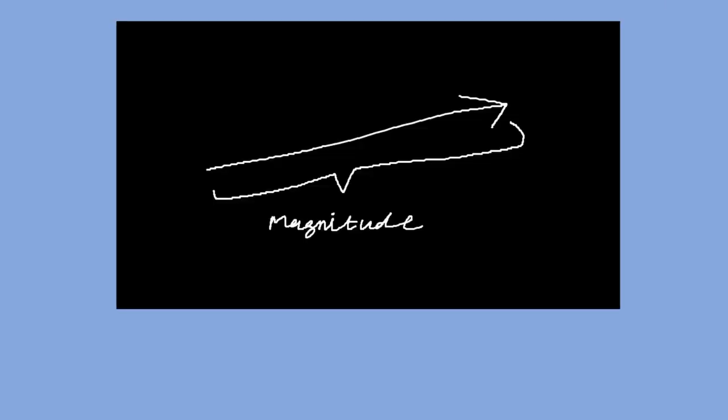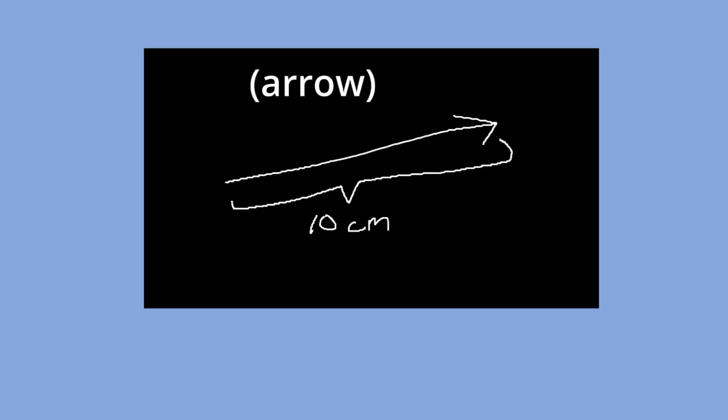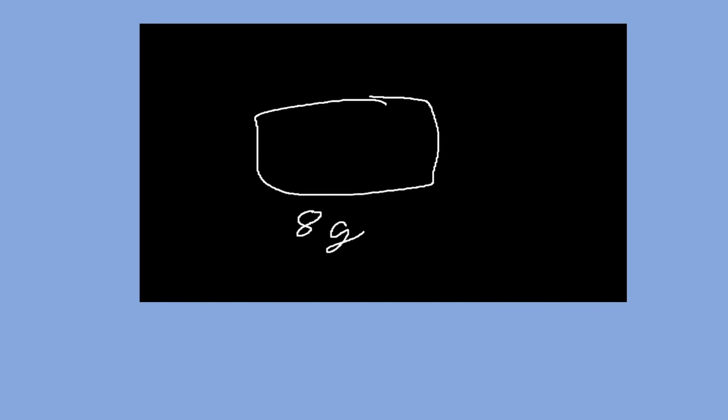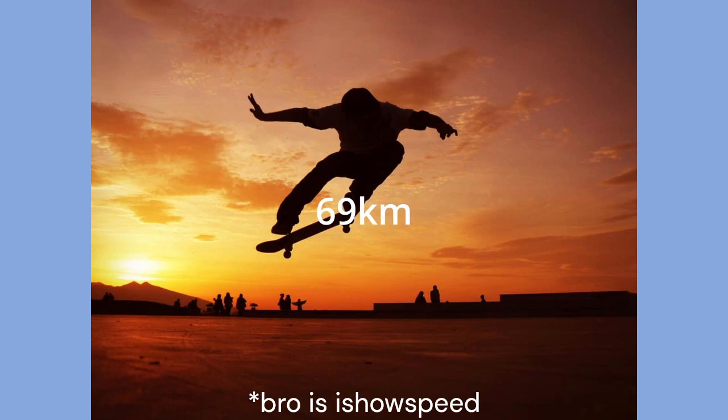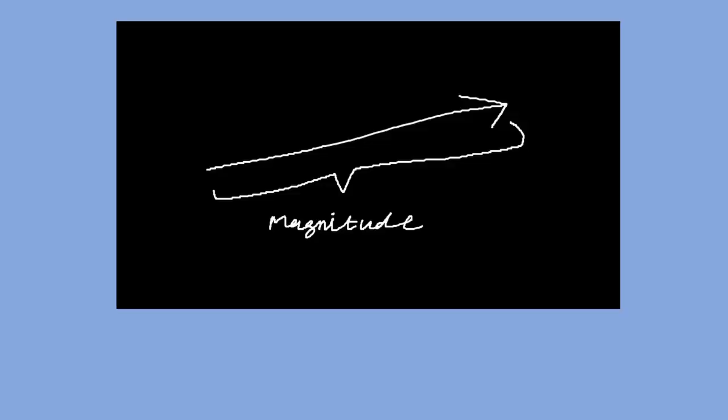Now a scalar quantity is described by magnitude only. This area is 10 centimeters. This is a scalar. The mass of this box is 8 grams. It's also a scalar. The mass of this table is 69 kilograms. It's also a scalar. This guy travels 69 kilometers with his skateboard. It's also a scalar. As you can see, a scalar is all about magnitude.